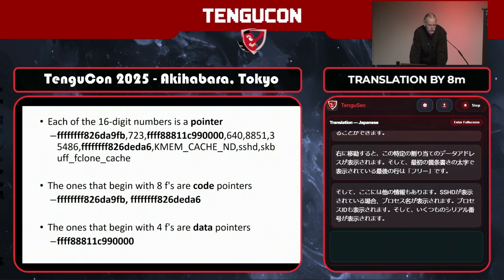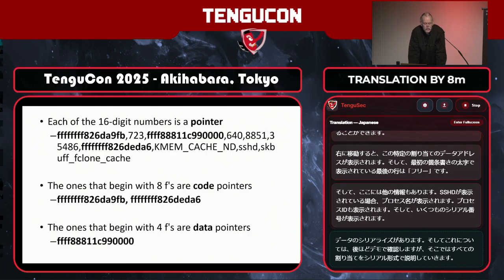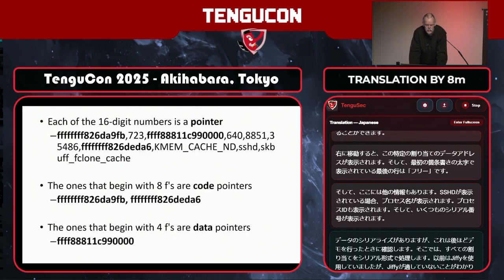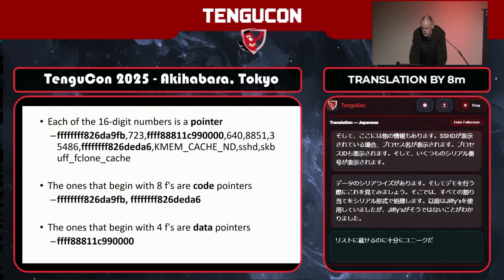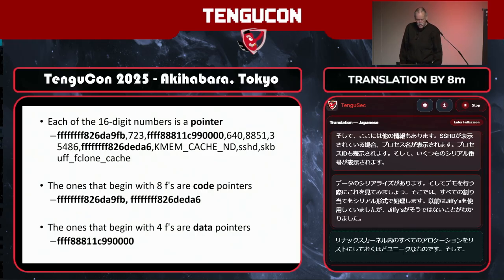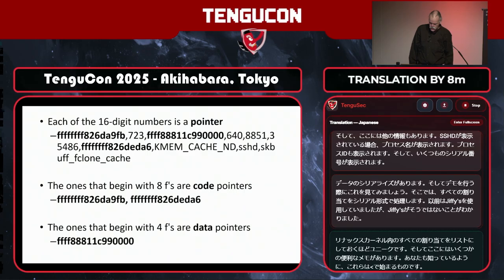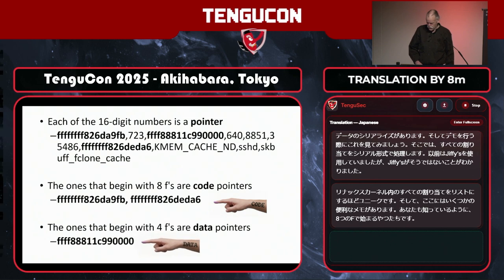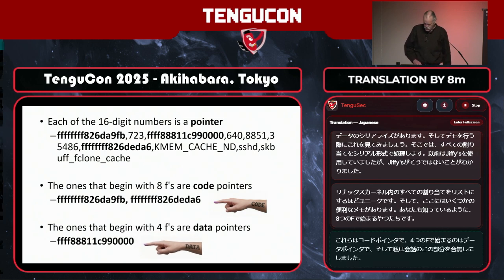We used to use Jiffies, but discovered that Jiffies are not unique enough to make a list of all the allocations inside the Linux kernel. And then just some handy notes here. The ones that begin with 8 Fs are code pointers, and the ones that begin with 4 Fs are data pointers. I ruined this part of the conversation because I forgot I put handy animations in for that. So we have code pointers and data pointers.